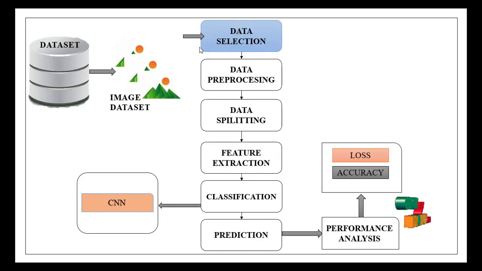This is the flow diagram. From the image dataset, we select the particular image, pre-process it, split the data and extract the features. Classification using deep learning algorithms, and prediction of what type of class it is, and performance analysis, loss and accuracy.